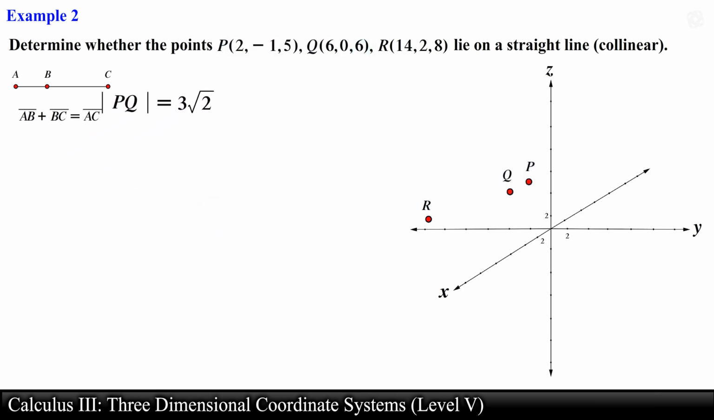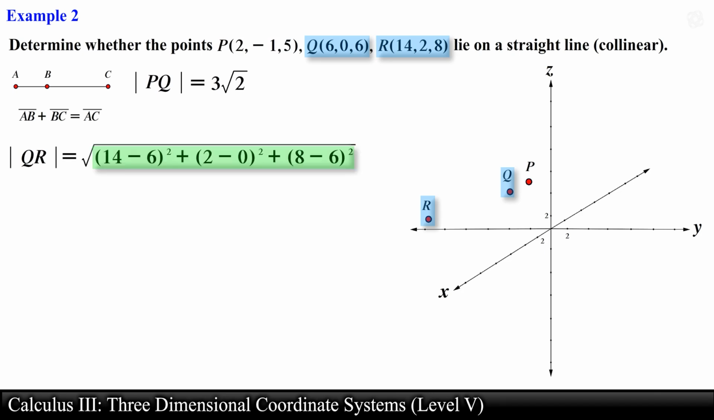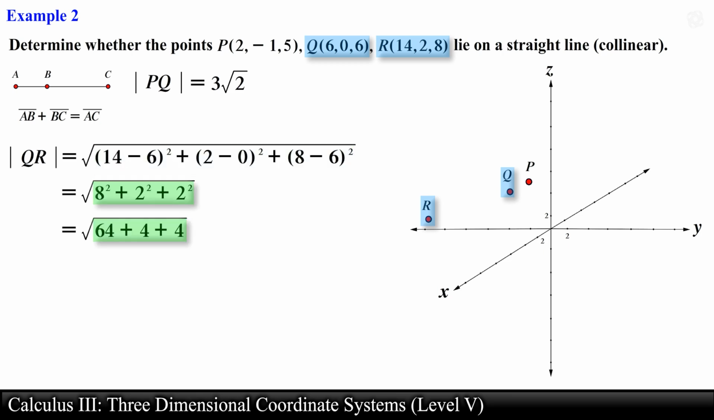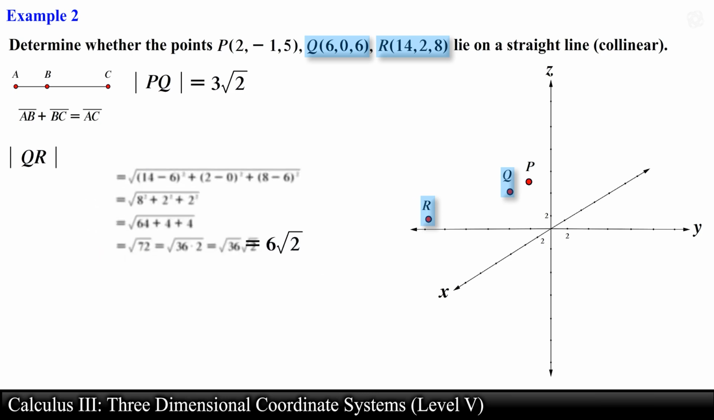Next, we find the length of the line segment QR. Once again, we use the distance formula and substitute the coordinates of each point. Doing that, we obtain the following expression. Then we go ahead and square the terms and simplify. Doing that, we obtain the following. We can simplify the radical expression by breaking it into a product of a square number and a factor of 72. In this case, 36 times 2. Then we go ahead and simplify the expression, obtaining 6 root 2.